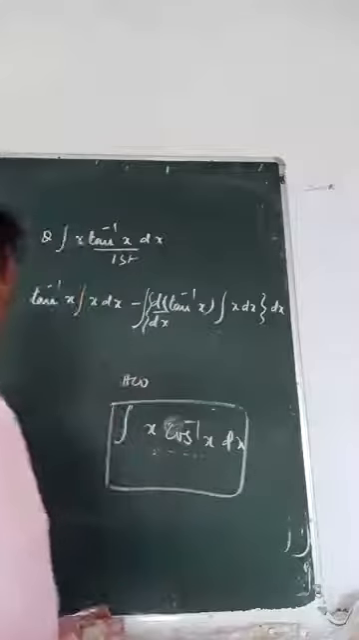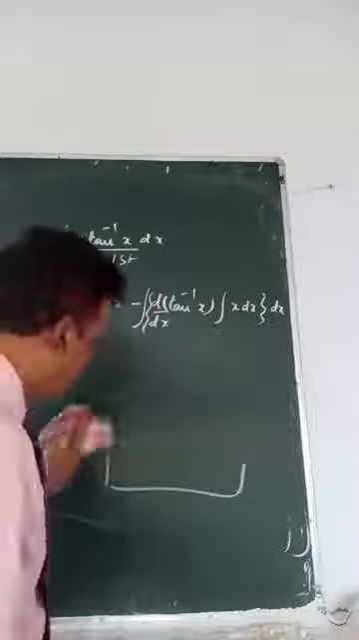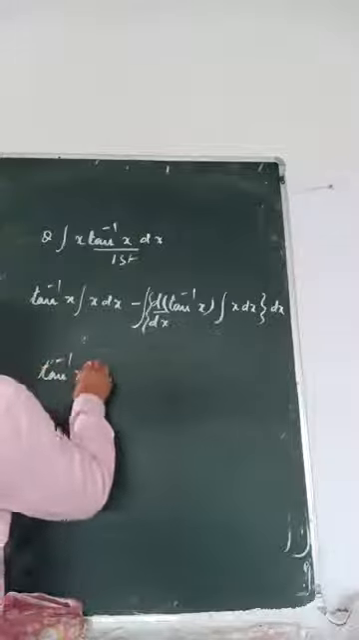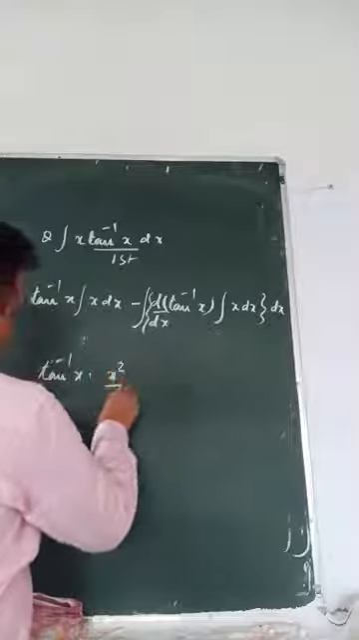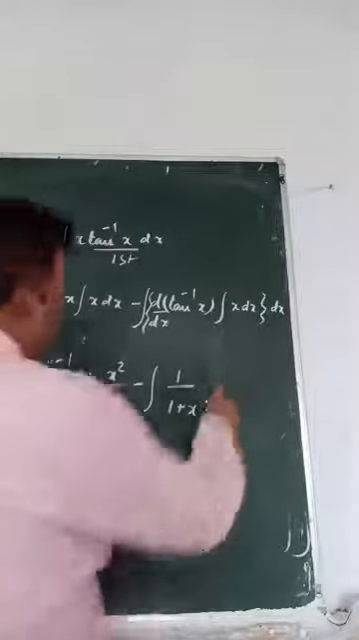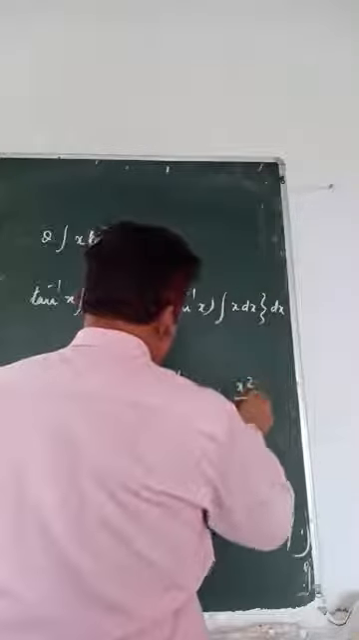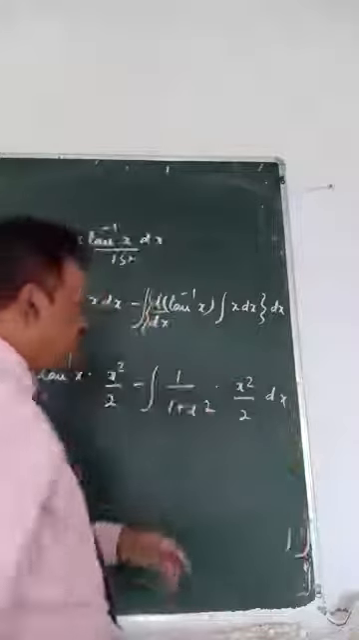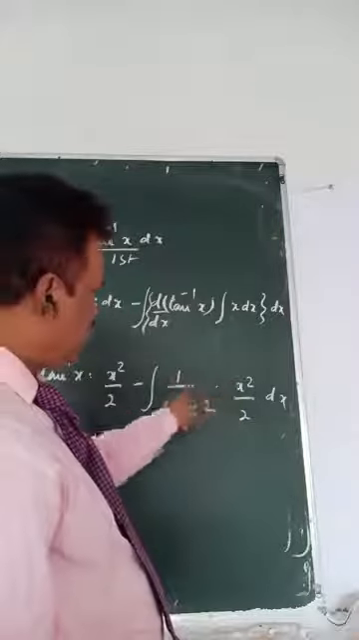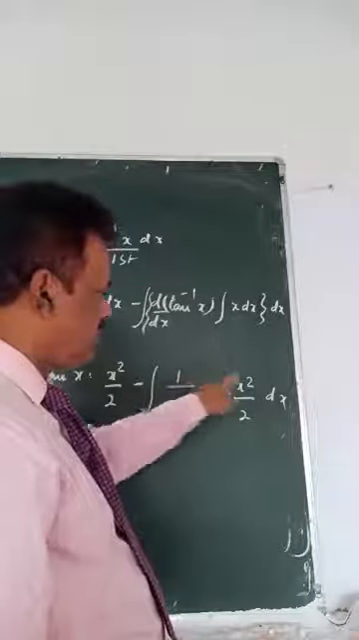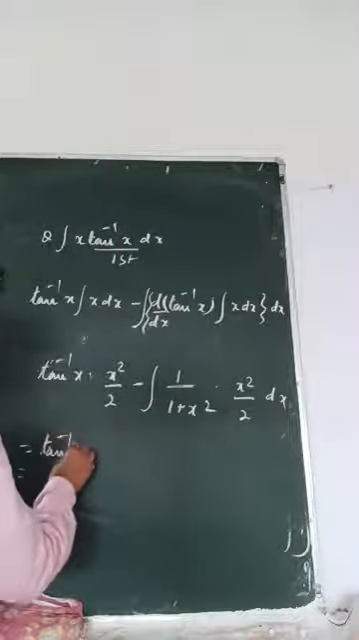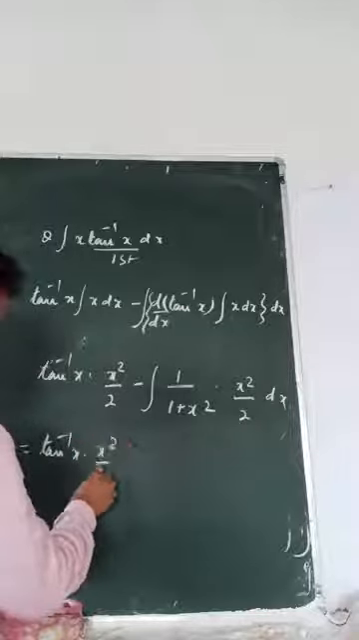Okay, so this will be what? Now tan inverse x, x square by 2, 1 by 1 plus x square, into x square by 2. But this is simple. If I take out half here, this is x square. X square into 1 is x square. So you have to make it plus 1 minus 1. So then it is tan inverse x, x square by 2.